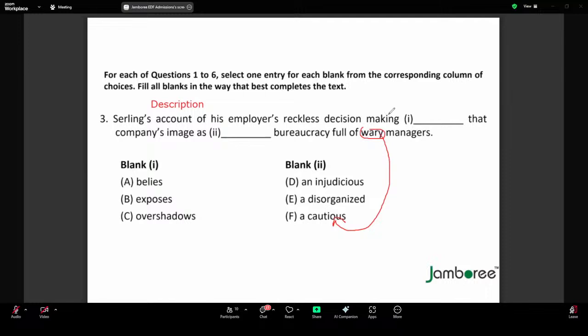Decision making, this is in contrast with something which is the company's image as cautious, bureaucracy, full of wary managers. These people are extremely careful. This flies in the face of their image, right? So this completely contradicts. And this is the word which says contradicts. Belies means contradict, go against something.